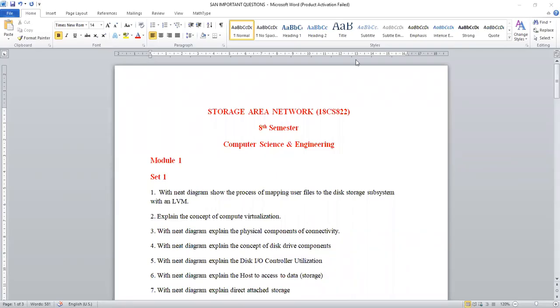Dear 8th semester computer science engineering students, in this session I am going to discuss the most important questions in the subject Storage Area Network. The short form is SAN and the subject code is 18CS822, and of course this is your second paper. With the help of my friends, I have listed out a few important questions which can be expected in the upcoming examination.